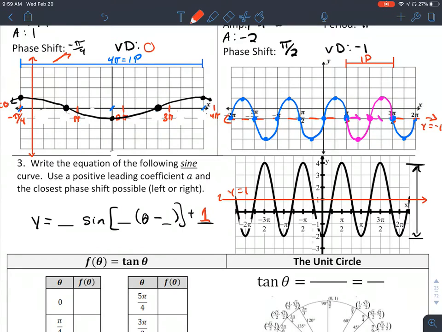Now let's figure out our A value for this. It says that we want a positive lead coefficient A. So normally you go up 1 from the midline, we're going up 3, so that means A is a 3. Not so bad. What about the period length?